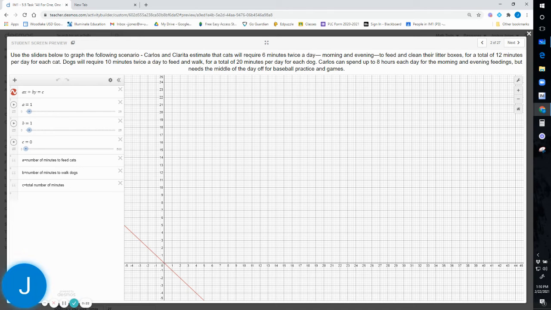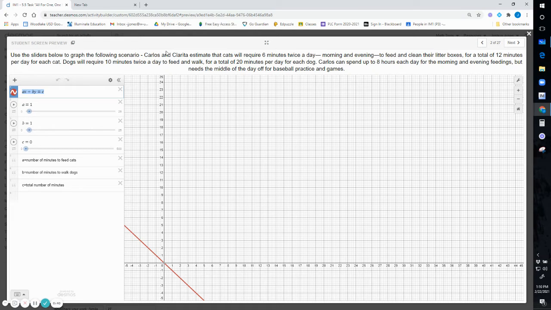All right. Here we go. So this one has sliders. Basically what the sliders are is just a way for you to change the number in the equation. So here's the original equation in standard form. That's standard form right there: AX plus BY equals C. A, B, and C are all values that you're going to plug numbers into, right?